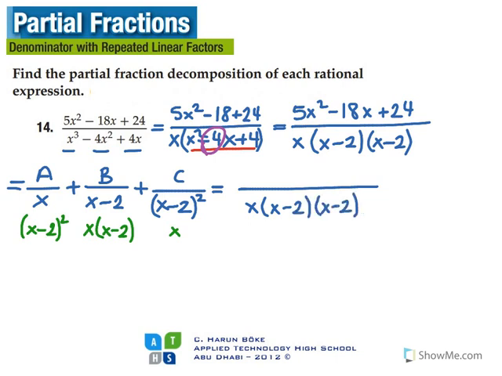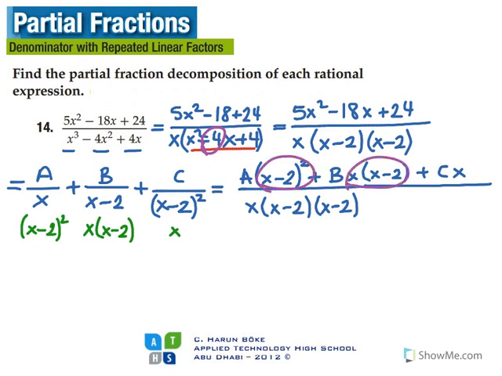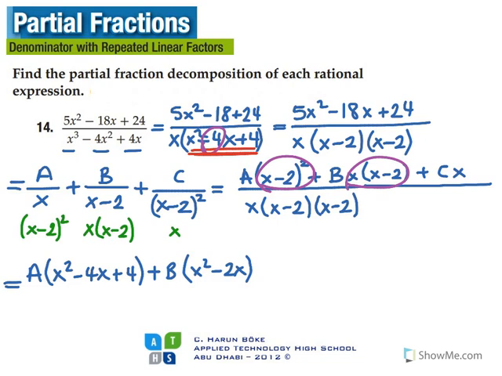Let's see what the numerator becomes. So it will be as follows. Now of course here we have to expand x minus 2 squared and x times x minus 2 to multiply with a and b. So it will be like that. x minus 2 squared is x squared minus 4x plus 4. I know it from here. And x times x minus 2 will give you x squared minus 2x. Now we can multiply with a and b.